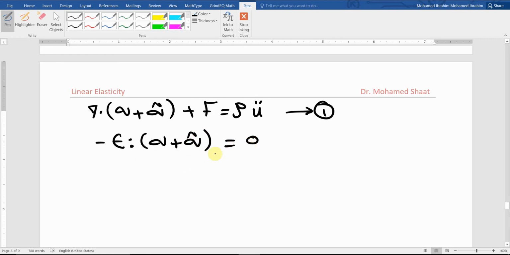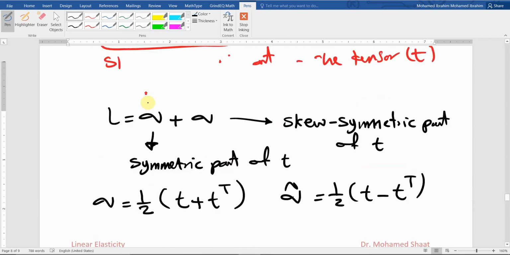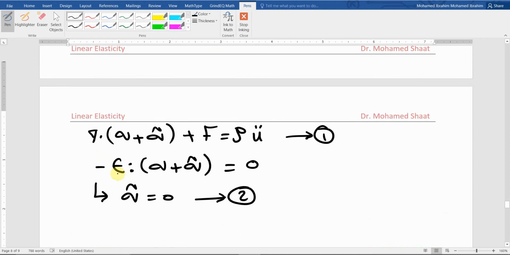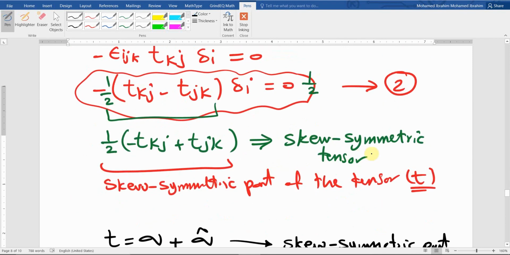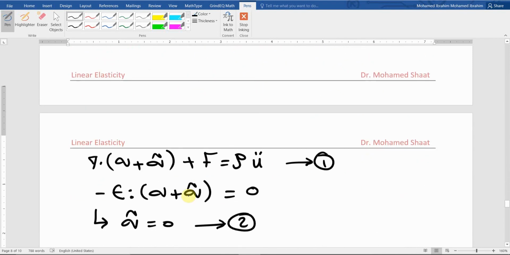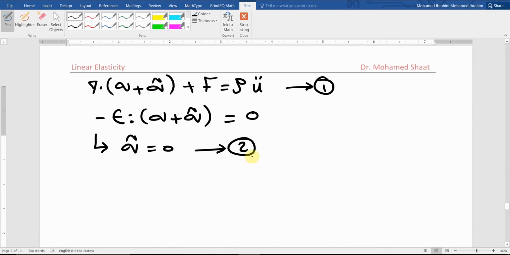Or in other words, the second equation directly says sigma with the hat should be 0, as we demonstrated here. Even if you multiply this epsilon double dot times sigma, the symmetric part will be eliminated anyway, okay? But we already demonstrated that the second equation gives that the skew symmetric part of the tensor should be 0. Right? So according to the second equation, this sigma with a hat should be 0.